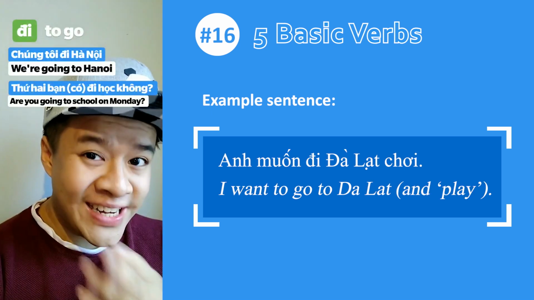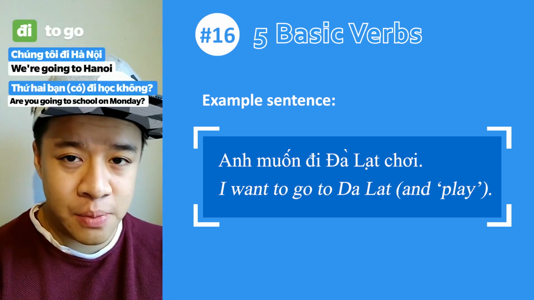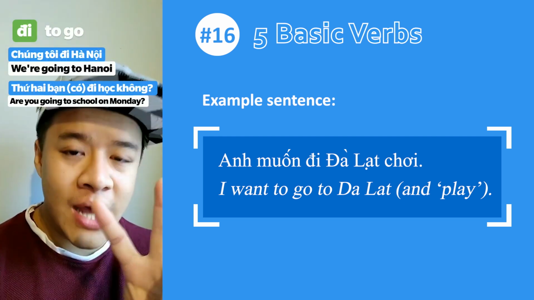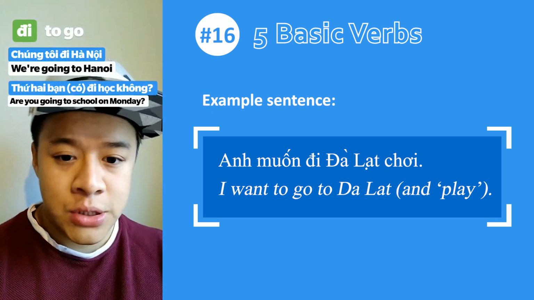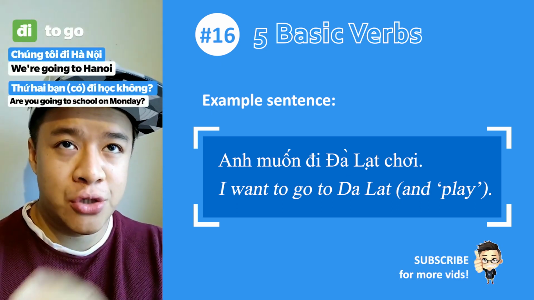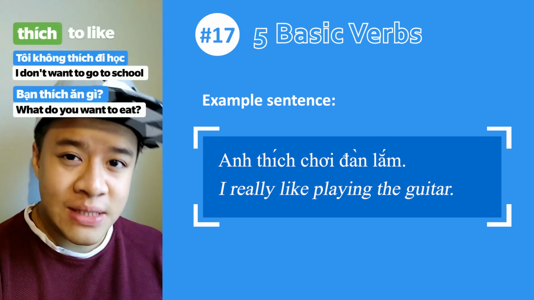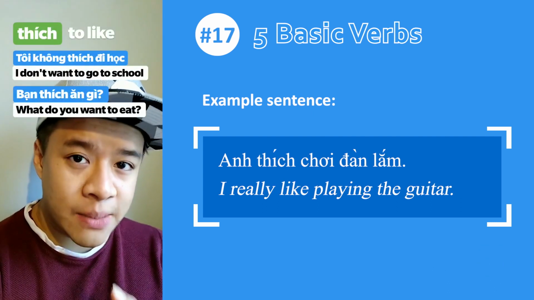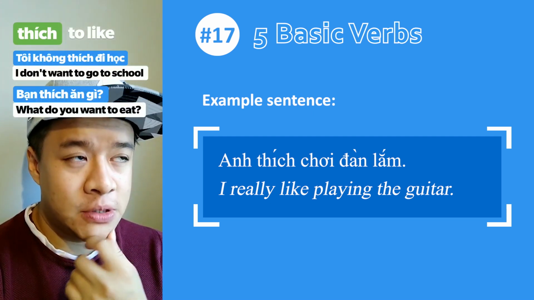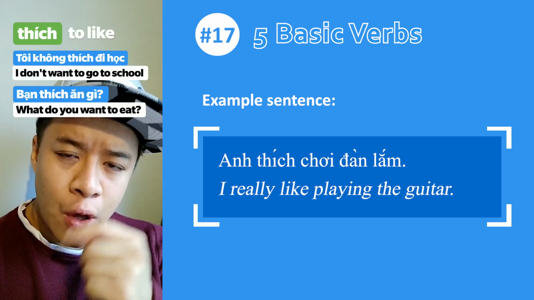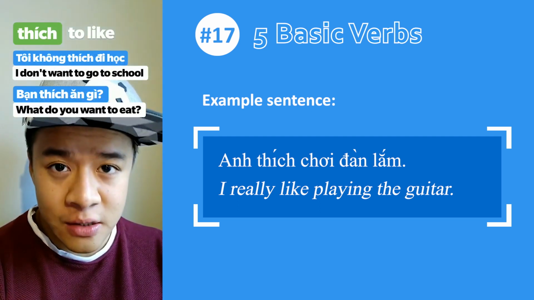Verb number 2, đi. Đi means to go. For example, chúng tôi đi Hà Nội, we're going to Hanoi. Or thứ hai, bạn có đi học không? So có không is the structure for a question. You can leave out the có as well. Verb number 3, thích. Thích means to like something or like doing something. For example, tôi không thích đi học, I don't want to go to school. Or bạn thích ăn gì, what do you want to eat?